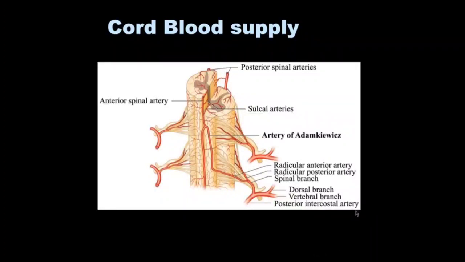Quick word about the cord blood supply. There's an artery of Adamkiewicz, which arises from the thoracic aorta, and the importance of this is that if the patient has had any sort of aortic surgery, especially if there is a stent put in, they can compromise the flow to the spinal cord, and that can lead to cord infarcts. So if the patient after any sort of major vascular procedure develops any symptoms of cord abnormality, have a low threshold of imaging the whole cord, and look for any cord infarction on the MRI scan.